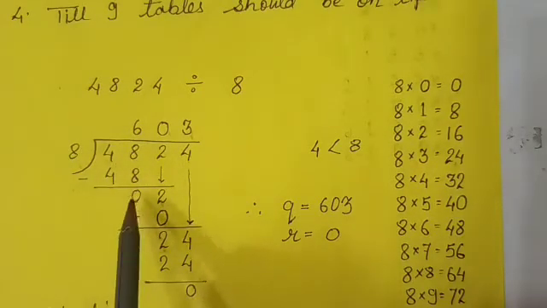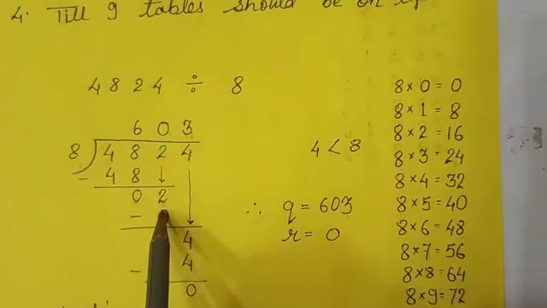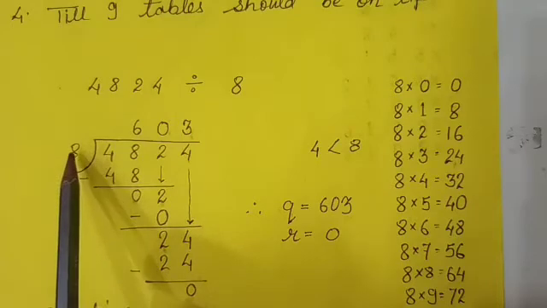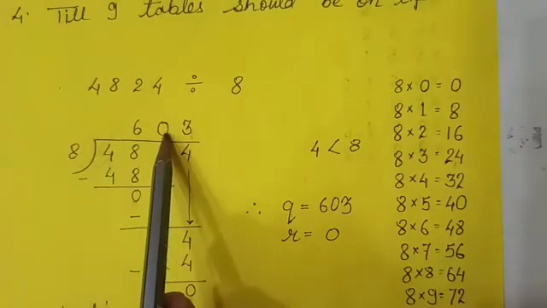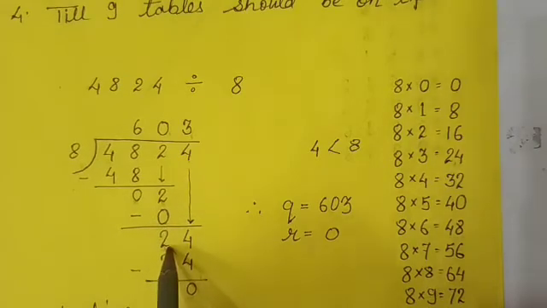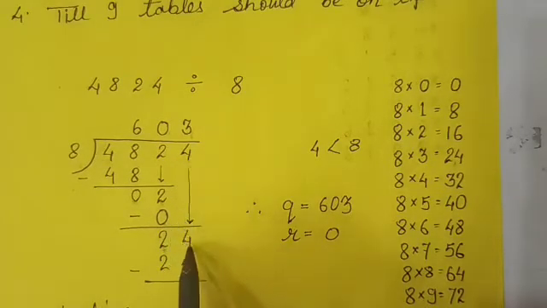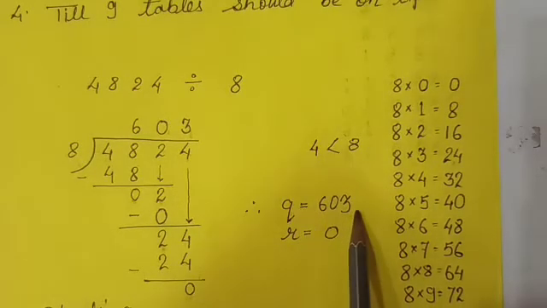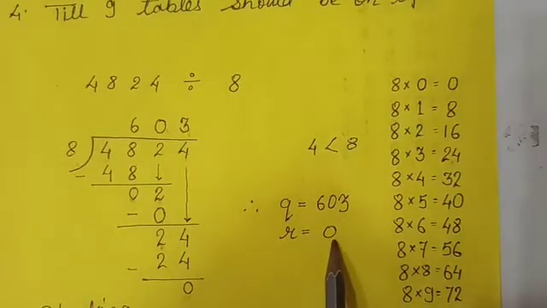Now here, after subtraction getting 0, 2 we have to place down. Our target is now 2 and it is lesser than 8. Therefore, we have to multiply this 8 with 0. 8 into 0 is equal to 0. Then after subtraction, this 2 will be the remainder. We have to place down now this 4 and the target is now 24 and 8 3s are 24. No number is left over. Therefore, we can conclude that quotient is equal to 603. This is the quotient 603 and remainder is equal to 0.